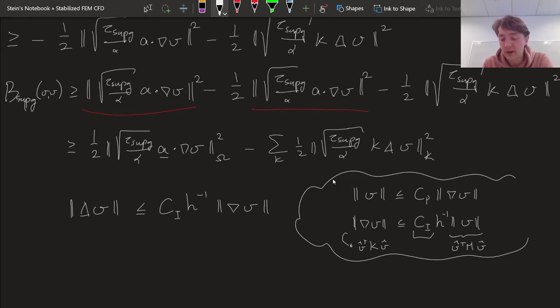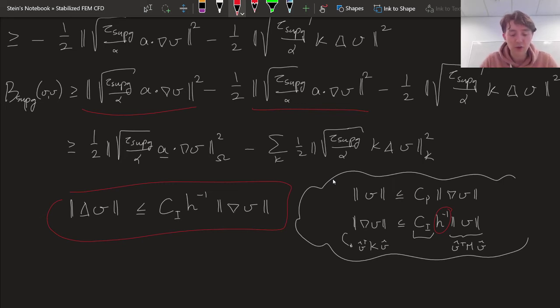And then you can identify this Ci h minus 1 as the smallest eigenvalue of a generalized eigenvalue problem, much in the same way as we talked about the inf-sup conditions as well. And because the eigenvalues of the stiffness matrix decrease at a higher rate than the eigenvalues of the mass matrix, we have this scaling with respect to the mesh size. Okay, but that is not the inverse inequality that we're going to use.